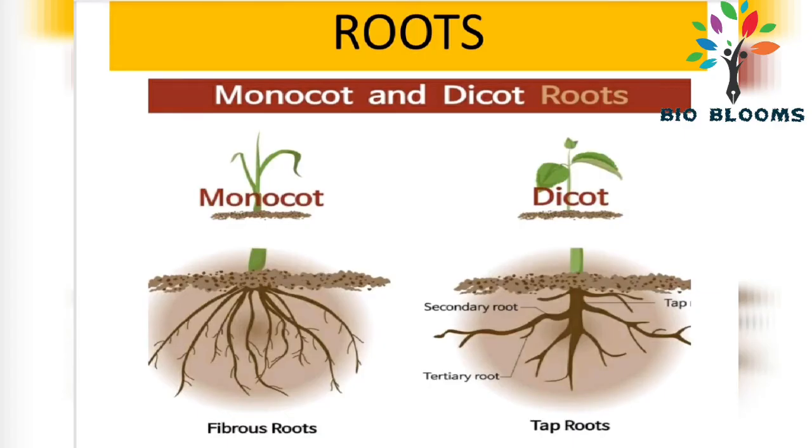Now come to the root. So what is the function of the root? We all know that the root absorbs water and mineral salts, which is very important for the process of photosynthesis. And in this picture, you can identify the differences between the monocot and the dicot roots. That is, monocot contains fibrous roots and dicot has taproot.